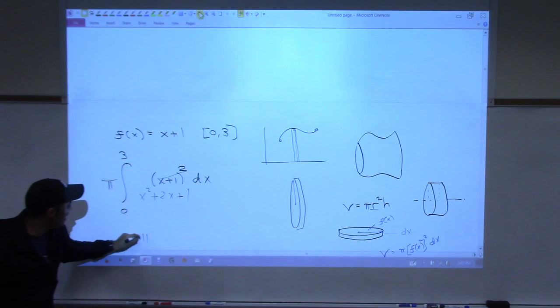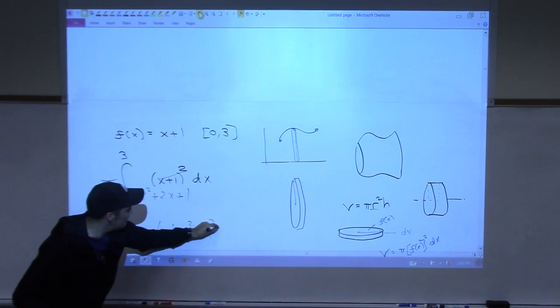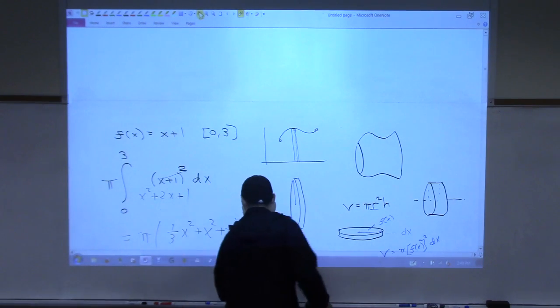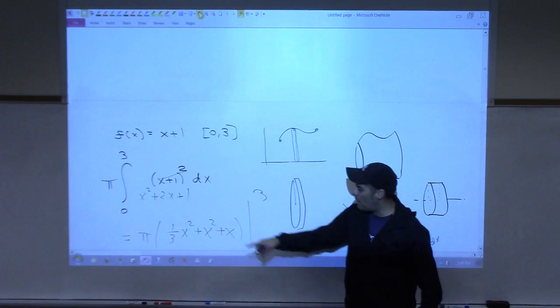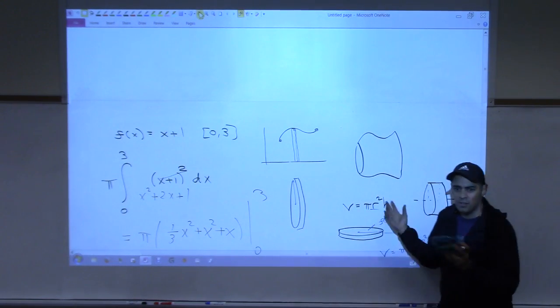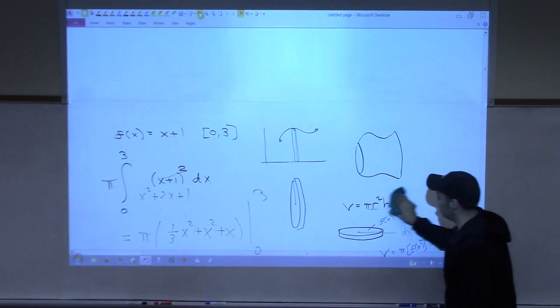I have no time. Pi times one third x cubed plus x squared plus x. I'd evaluate that from 0 to 3. So I integrated each one of those term by term. I kept the pi out there. I plug in 3, I plug in 0, subtract. That's the volume. That's it.